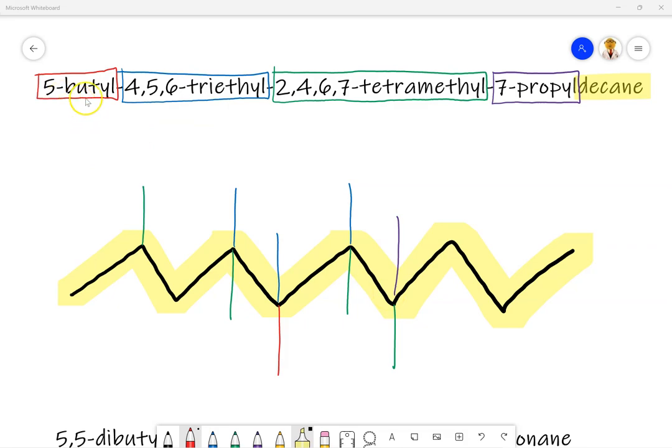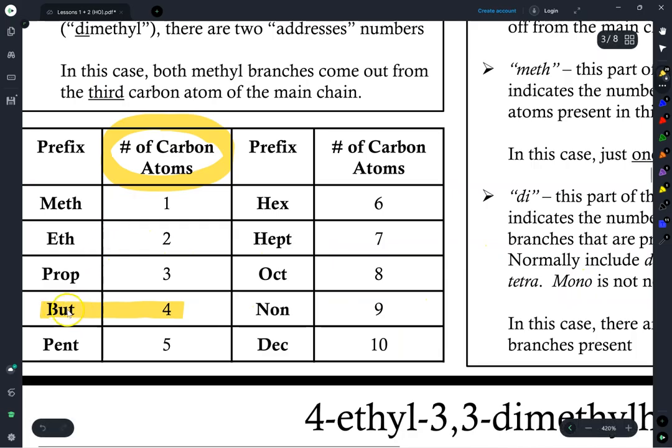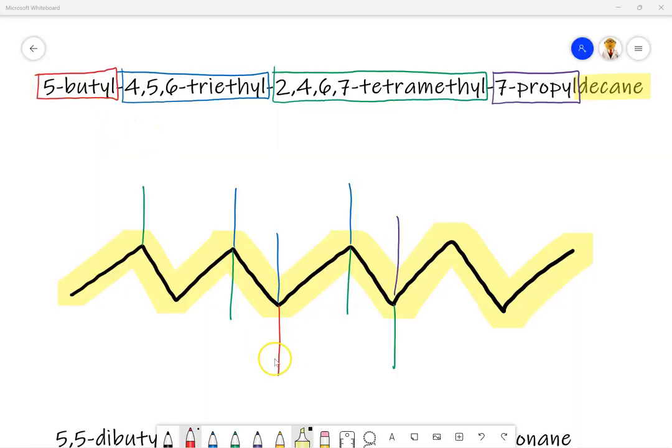Looking back at our chart, butyl with the prefix but means that there are 4 carbons in this branch. So I'm going to draw 4 carbons here. 1, 2, 3, and 4. Again, I don't care if you draw them to the right, to the left, or even if you did this, so long as I can see that there are obviously 4 vertices, 4 carbons. That's really all that matters to me. So there's our butyl branch. Let's take a look at the next one.